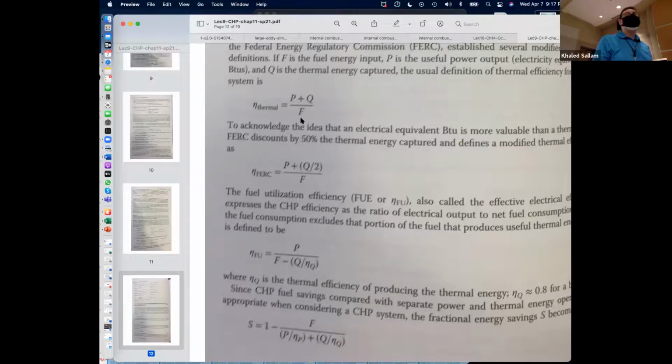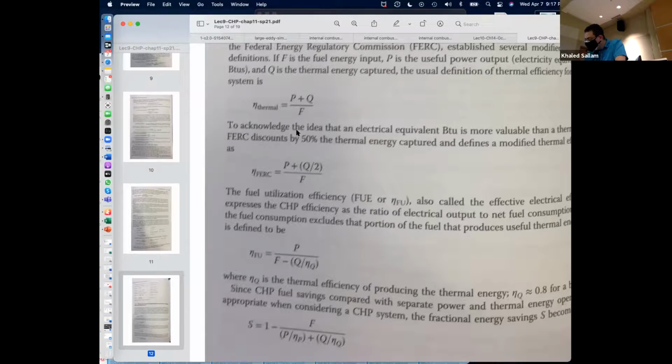Okay, so eta thermal is power, that's the megawatts generated from the generator connected to the turbine, and Q is the heat that you are utilizing, and F is what you are burning in the burner.